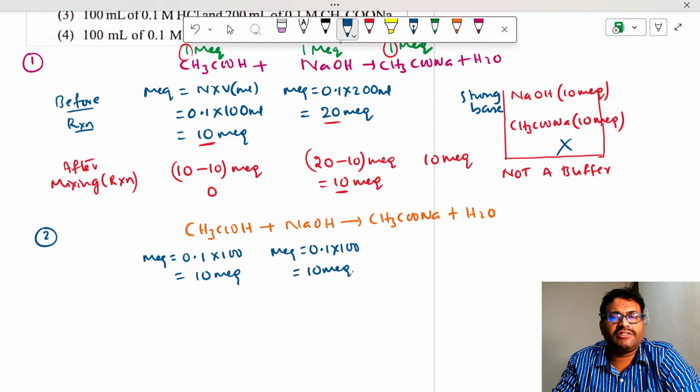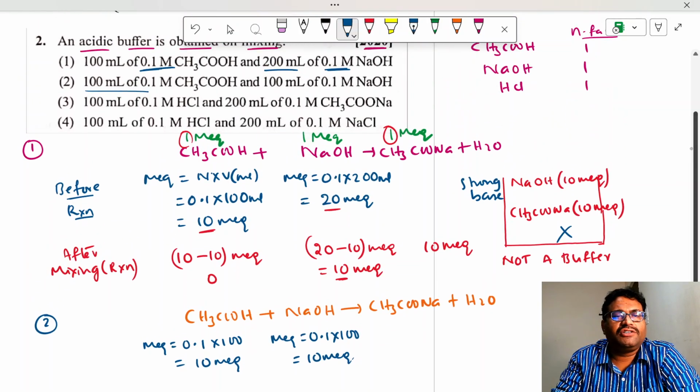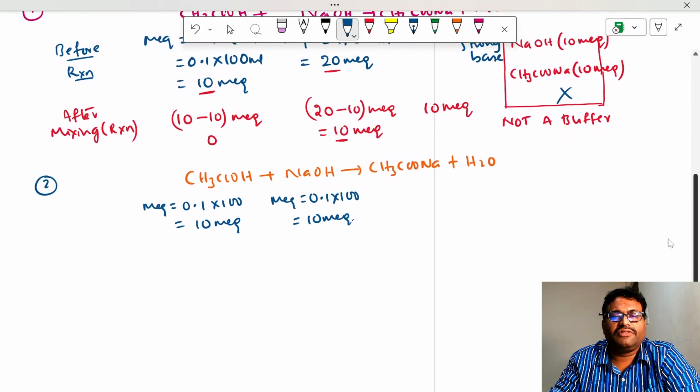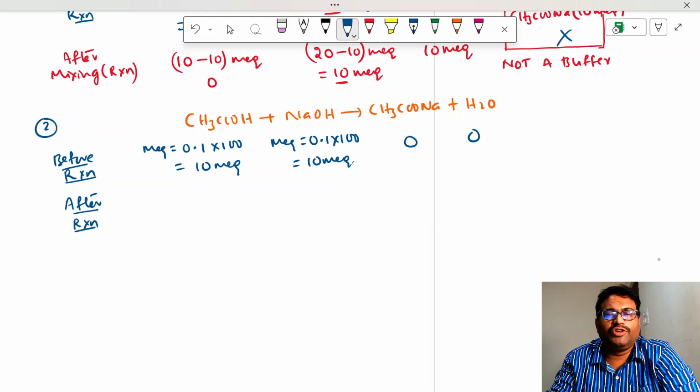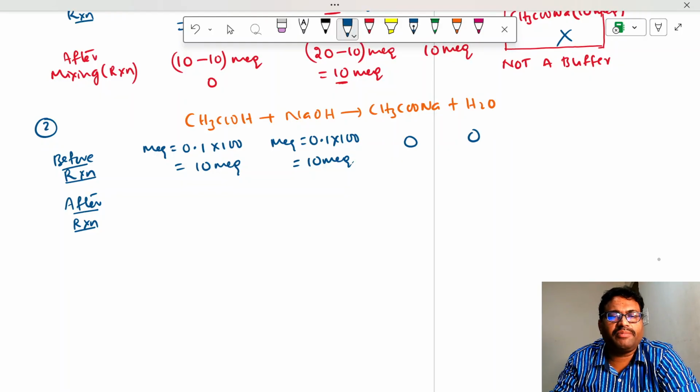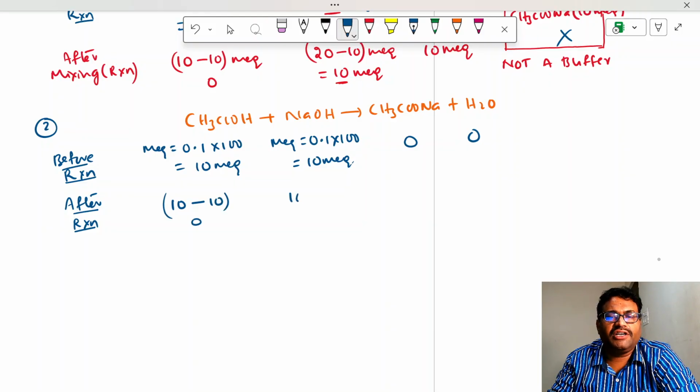10 milliequivalents. So both are given. See, 0.1 into 100, this is also 0.1 into 100. Then what do you get? Initially we don't have these two. So this is before reaction, before mixing, and now after mixing. After reaction, what happens? Here also, you know the law of equivalence. So 10 milliequivalents completely reacts, so 0 remains. Here 10 milliequivalents completely reacts, 0 remains.